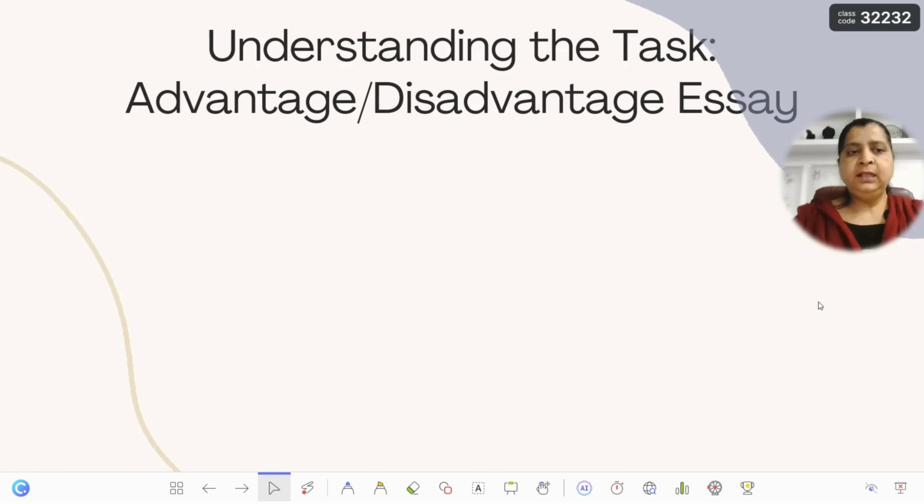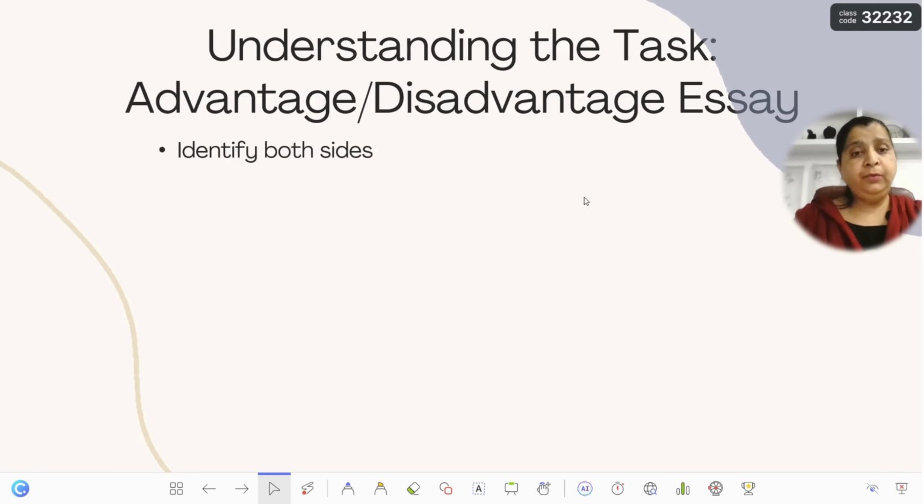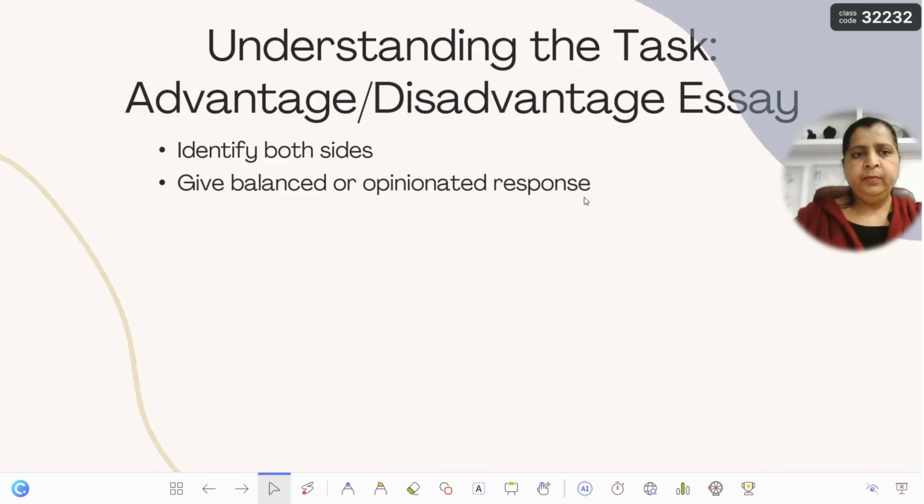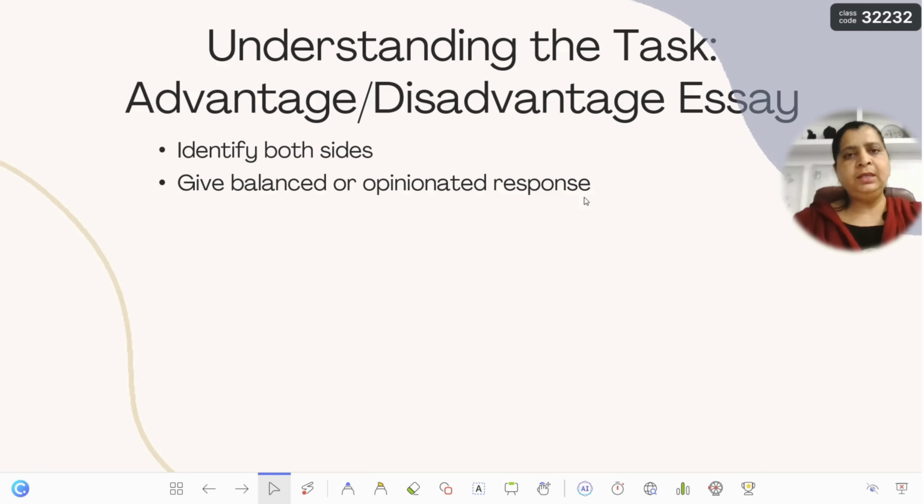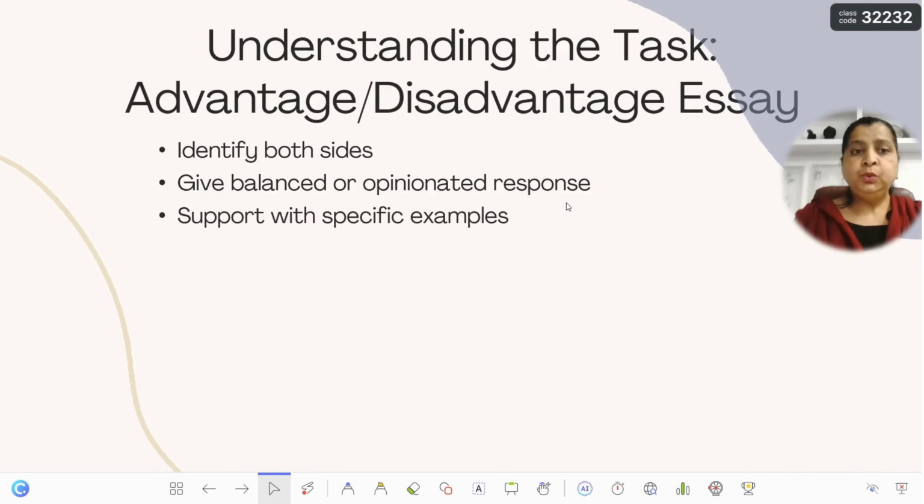Let us understand the task that is assigned to you in the advantage and disadvantage essay. In this, you have to identify both the sides of a prompt that is given to you. And you can give a balanced response or you can give your own opinion of the prompt that is given to you. So this is the task that is assigned to you. Also, you are supposed to support it with specific examples.